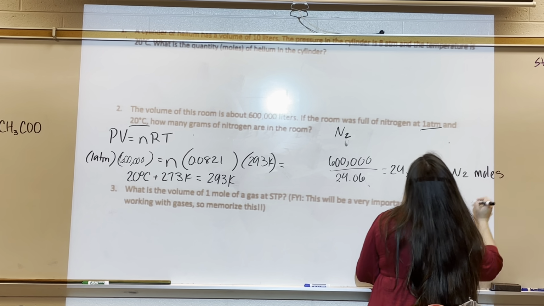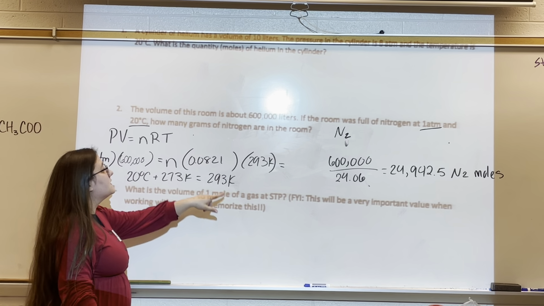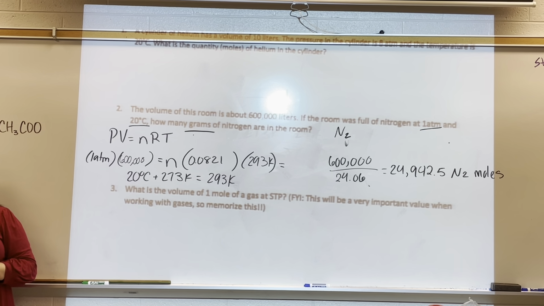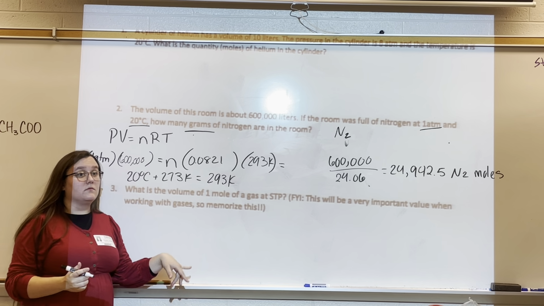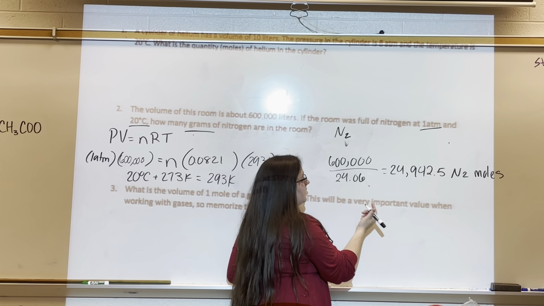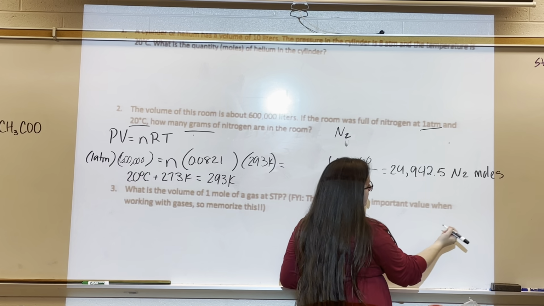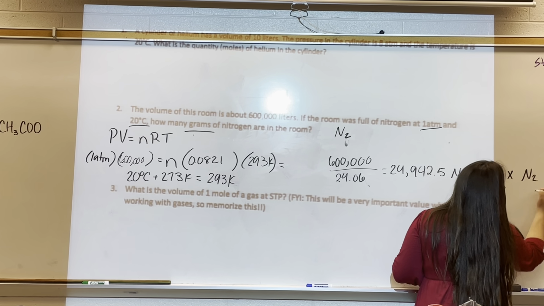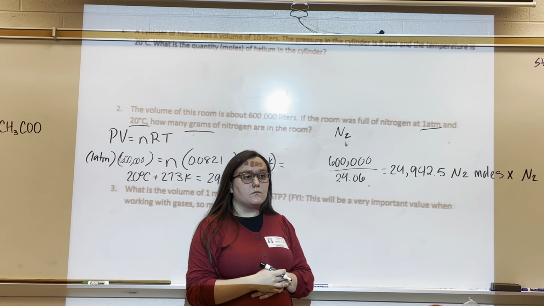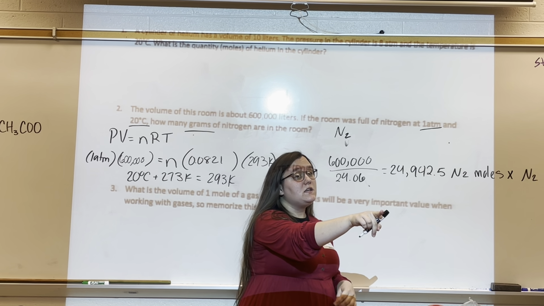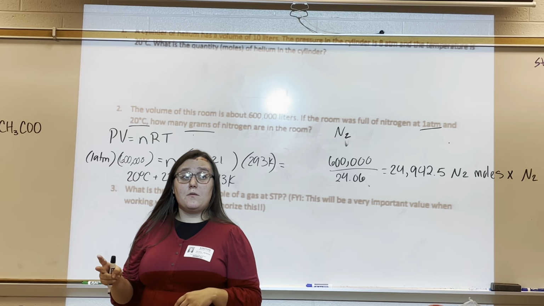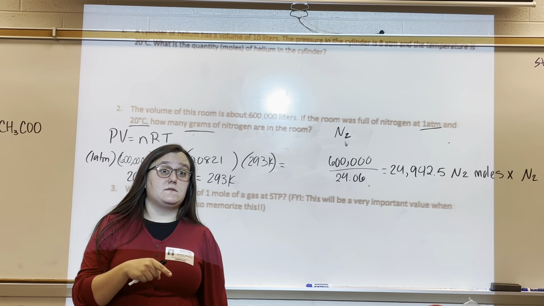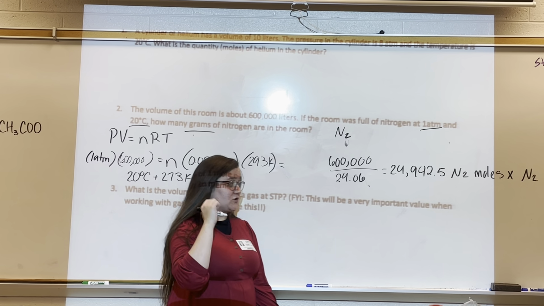What do we need to do next? Because we're not done yet. Convert it to units. All right, how do we do that? Yeah, you multiply that by the molar mass. Okay, and where do we find that from? Periodic table. Perfect. So what did y'all get for the molar mass of N2? 14, because it's a diatomic, so you would multiply that 14 how many times? Twice. So it would be 28.